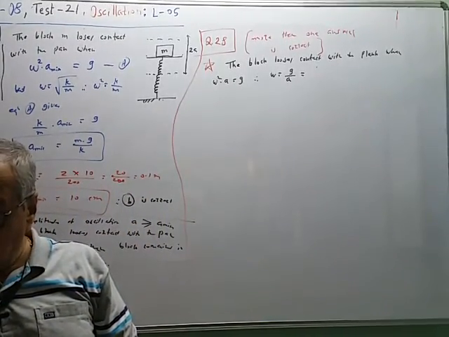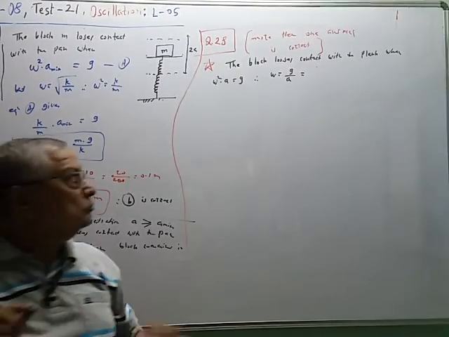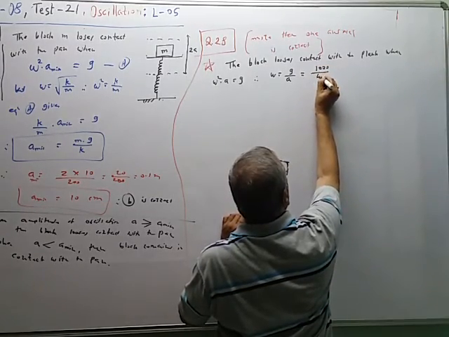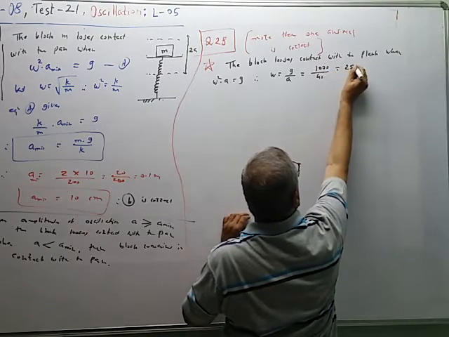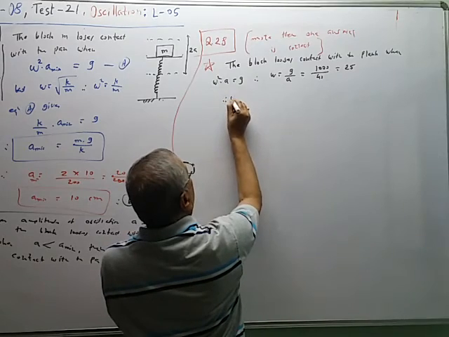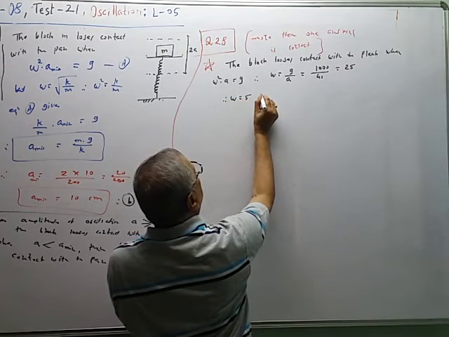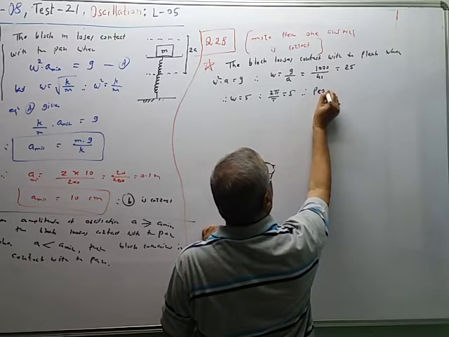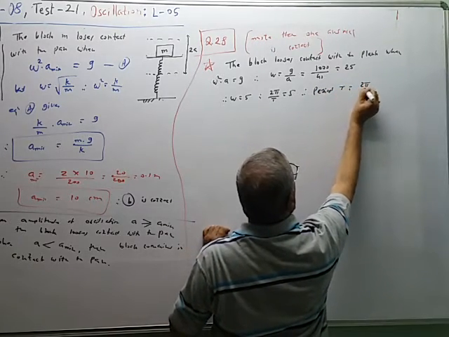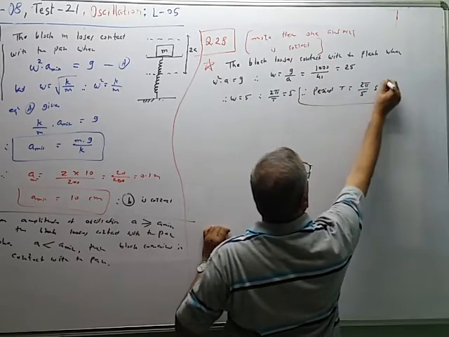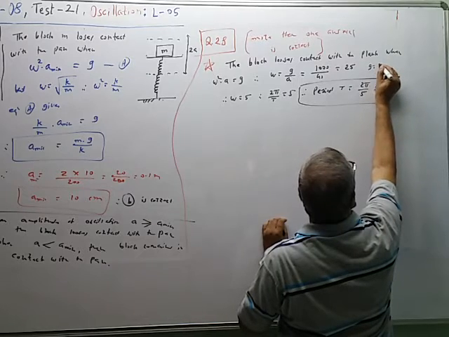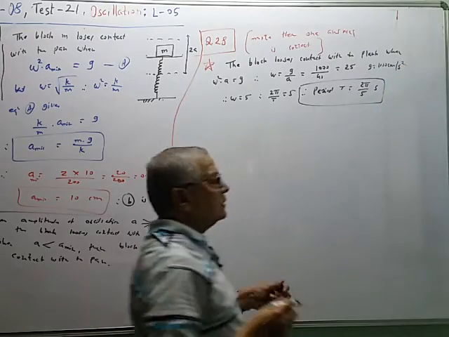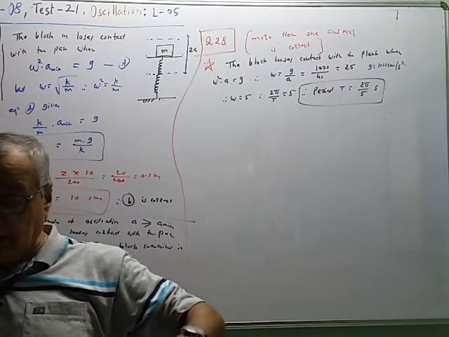So g is equal to 1000, we are using CGS system, upon amplitude is equal to 40 centimeter. So that is equal to 25. Therefore, omega is equal to 5. Therefore 2 pi upon capital T is equal to 5, therefore period capital T is equal to 2 pi by 5 second, with g equal to 1000 centimeter per second square. So period T is equal to this one, and therefore A is correct.